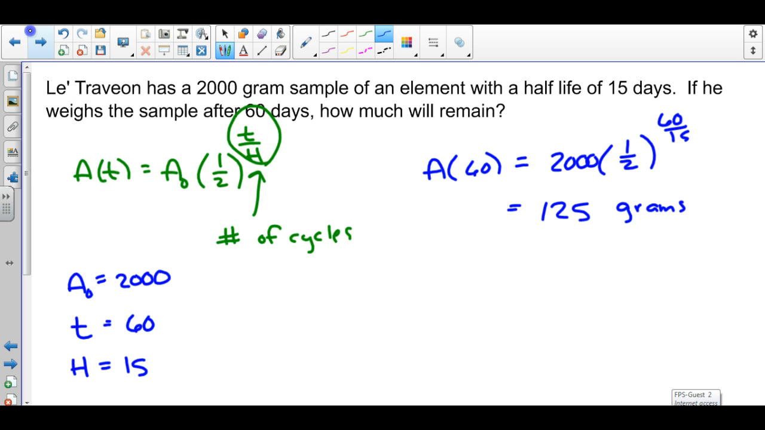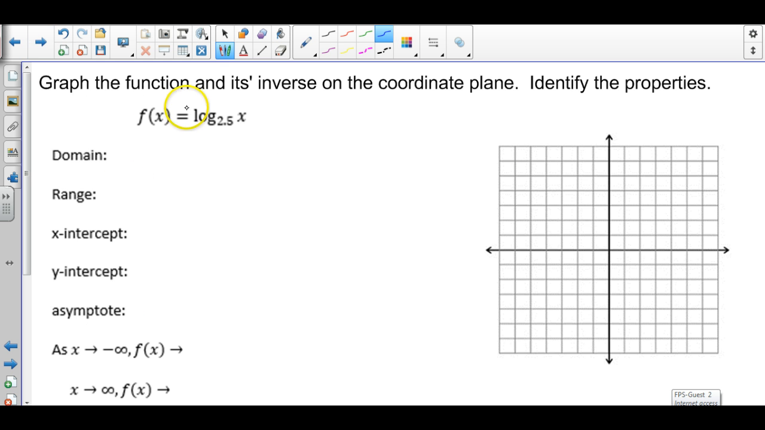All right. Next one. Graph a function and its inverse on a coordinate plane, and then identify the following properties. So what I'm going to do first, realize I have a logarithmic function. I'm going to find the inverse of this, which would be f inverse of x equals, and since 2.5 is your base number, it will be 2.5 to the x power.